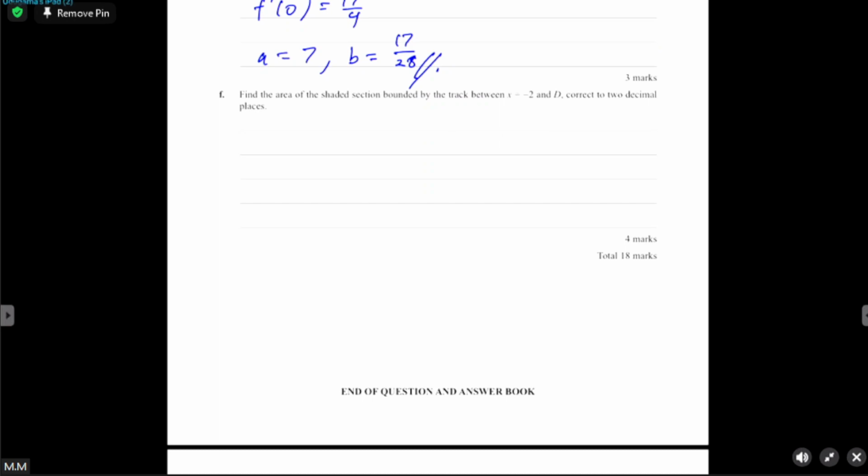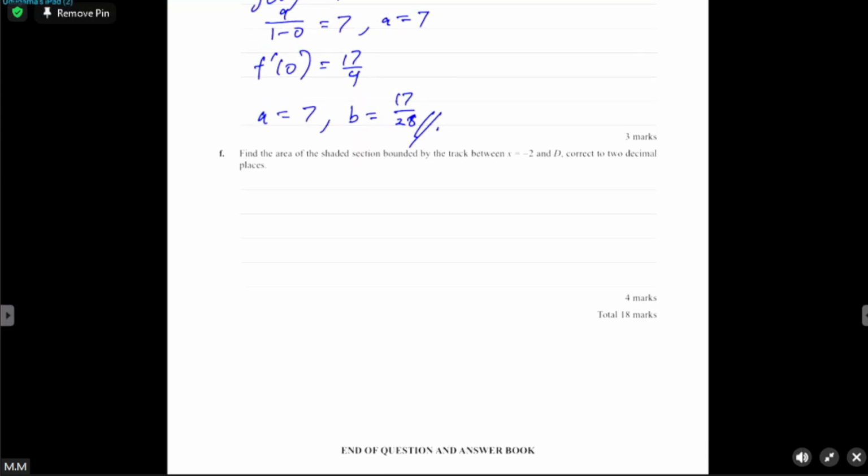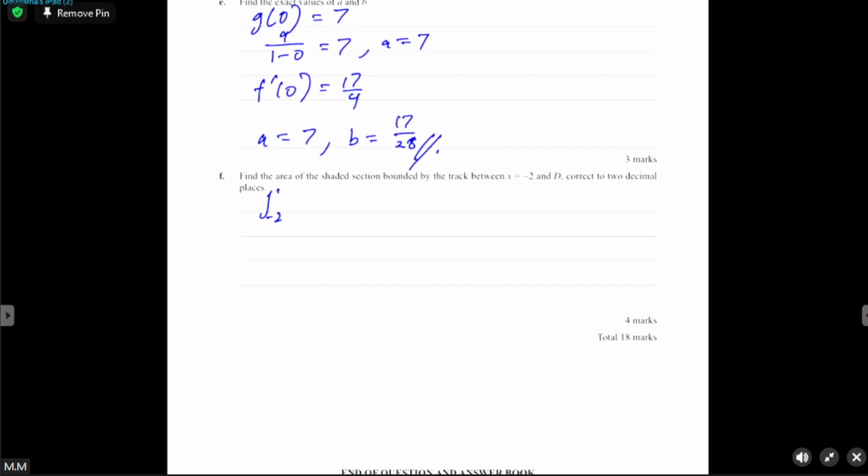Find the area bounded by the track between x is equal to negative 2 and x is equal to 4, and so basically the two graphs. So it's just from negative 2 to 0, 7(1 minus 17 on 28x) dx, plus integration from 0 to 4. I'm just going to write f(x) dx. So then that gives you 33.83 square units. This is 4 marks, you have to show these steps.